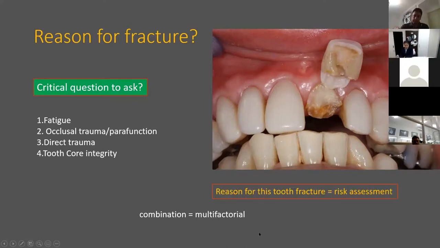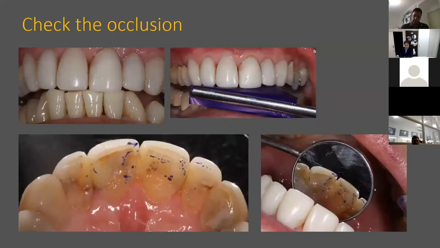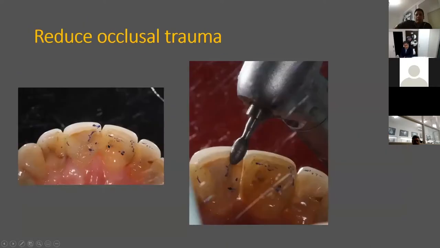Naturally, the reason for a tooth fracture is part of your risk assessment. First thing I'll do, before the fracture would happen, I go back in and put the tooth back in protection, just to give an example. You have to sometimes walk back in time to get it right. And adjust the supracontacts and reduce occlusal trauma. We need to think about this to prevent it.